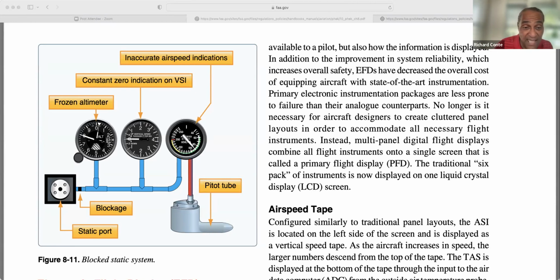So the VSI says 0. You're doing 100 miles an hour, it's going to stay at 100 miles an hour, and you're level at 3,000. Your altimeter is going to say 3,000 feet. The only way you'll get to know the difference is, let's say you want to climb or you want to descend. Let's talk about descending.